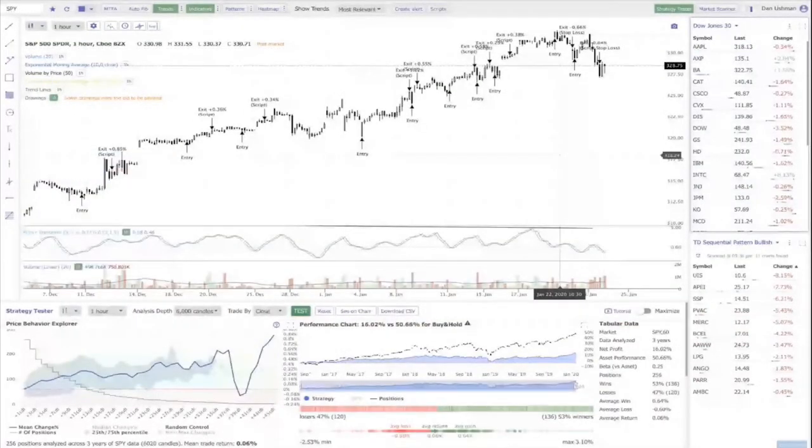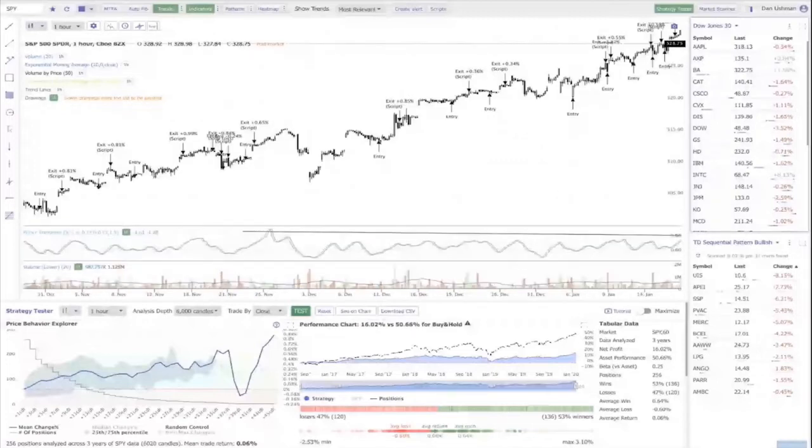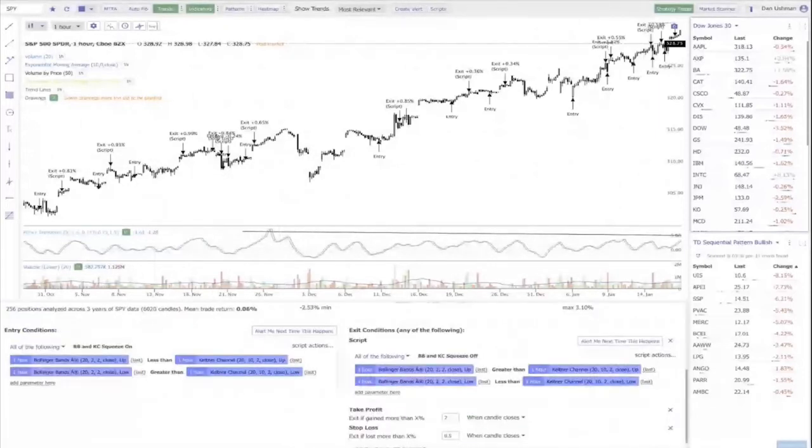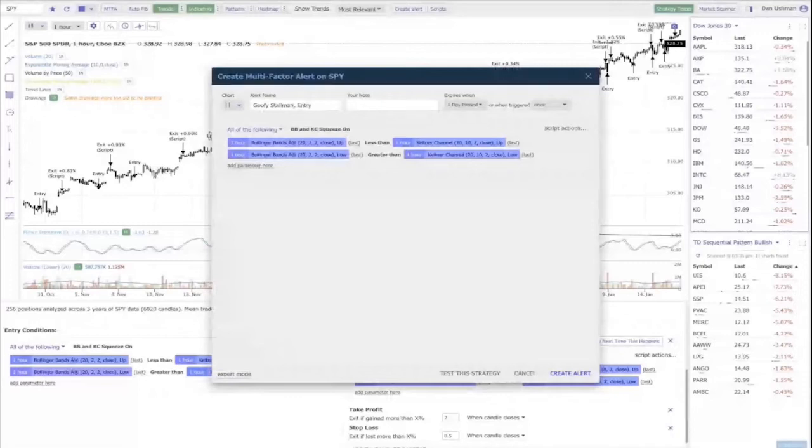So you can go back in time and say, okay, I need to adjust this strategy. I want to refine these conditions. I want to play with this. And through the process of trial and error, you can develop trading strategies that work for you by testing different conditions and exploring them. When you find something you like here, you can click this alert me next time it happens. And this will create a multi-factor alert that can look for these technical conditions you were testing and let you know the next time those happen on a chart.